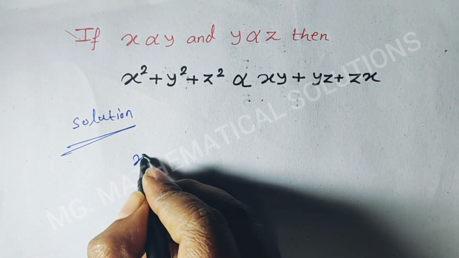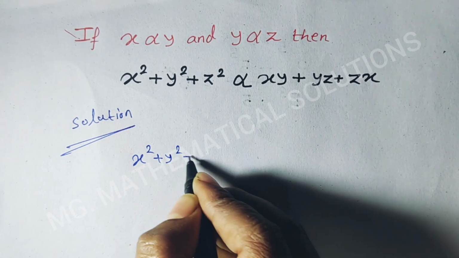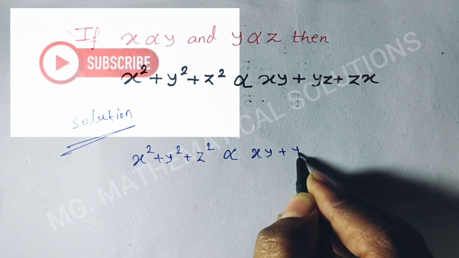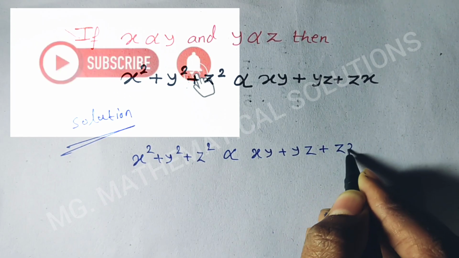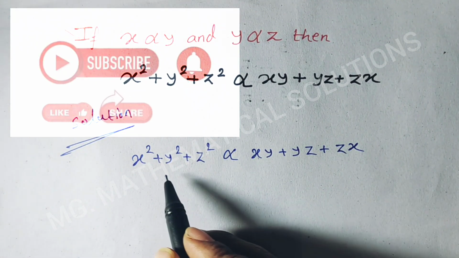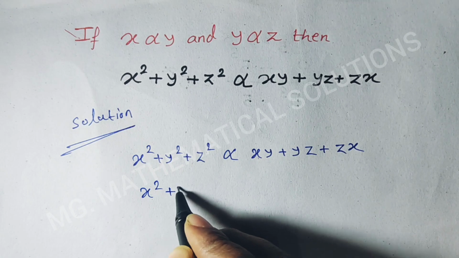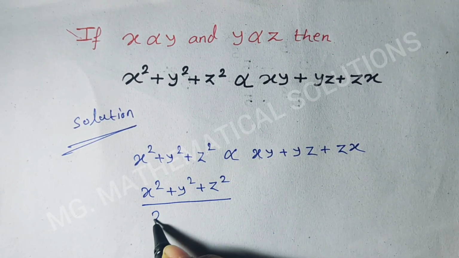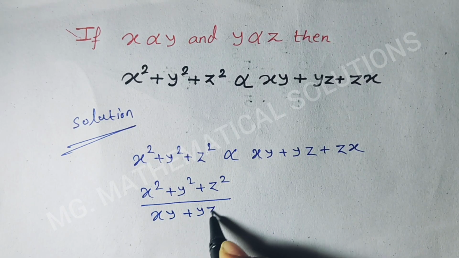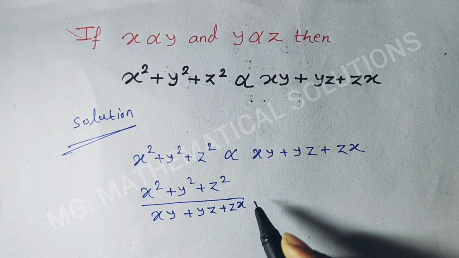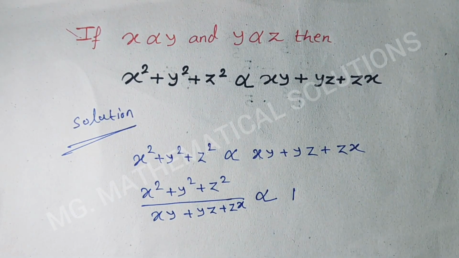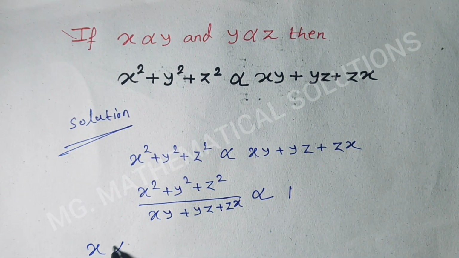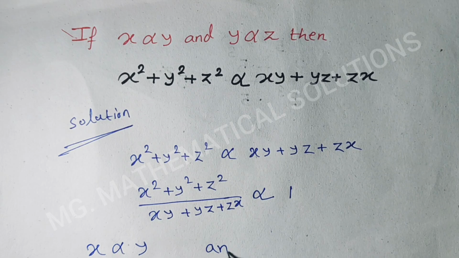Given that x square plus y square plus z square varies as xy plus yz plus zx, we try to prove x square plus y square plus z square over xy plus yz plus zx varies as 1, and given x varies as y and y varies as z.